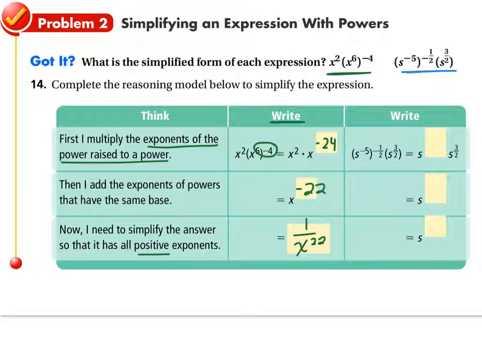Let's look at the other one. This is the second equation. Let's do it here. Again, first, I'm going to look at the exponents where a power is raised to a power. So negative 5 times negative 1/2 is a positive 5/2. Now my bases are the same, so I'm going to add the exponents. So I'm going to add 5/2 plus 3/2 and get 8/2. And then I'm going to simplify that so it becomes a 4. So my answer is s to the 4th. If you don't understand this, make sure you're asking in class tomorrow.